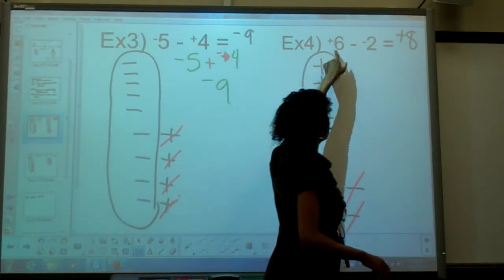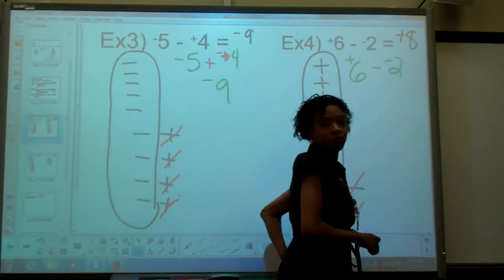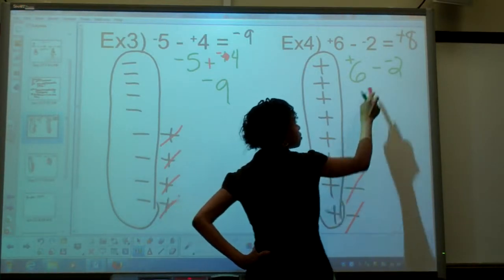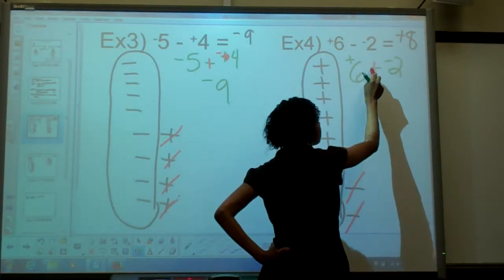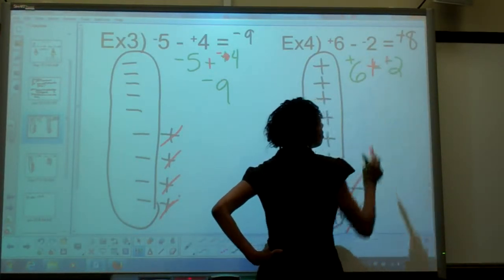Next item of business. Here's the next one. Positive 6 minus the negative 2. What's the rule for subtracting integers? I'm going to change it from a subtraction problem to addition. And I want to change the charge of the second number to its opposite. It was negative, so it becomes positive.